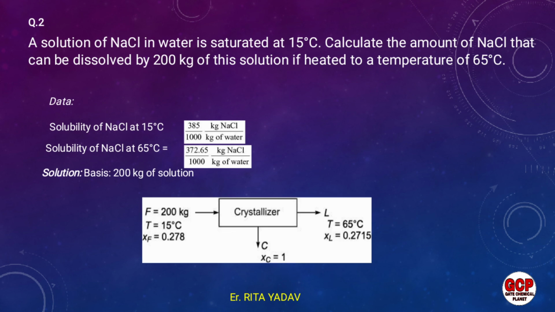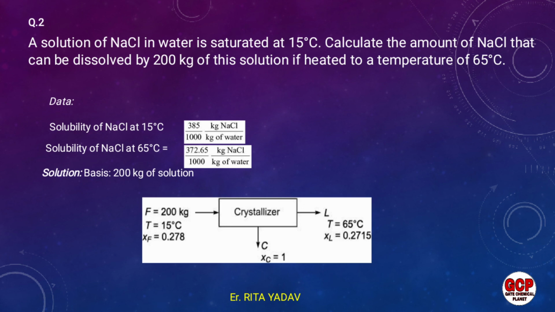Now we will move on to the next question. A solution of NaCl in water is saturated at 15 degrees Celsius. Calculate the amount of NaCl that can be dissolved by 200 kilograms of this solution if heated to a temperature of 65 degrees Celsius. So what is the given data here? The solubility of NaCl at 15 degrees Celsius is given. It is equal to 385 kgs of NaCl per 1000 kilograms of water.